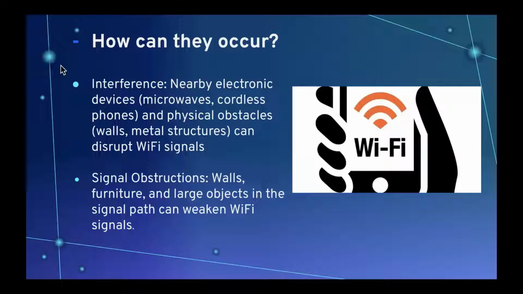So there are a few ways that Wi-Fi issues can actually happen. Firstly, interference. So if nearby electronic devices, for example, microwaves, cordless phones, or any physical obstacles such as walls or metal structures, are disrupting a Wi-Fi signal. So you can picture it as something getting in the way of the signals reaching your device. There's also signal obstruction, when walls, furniture, or large objects in the signal path can cause a weakened Wi-Fi signal.